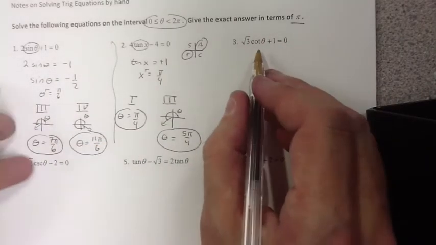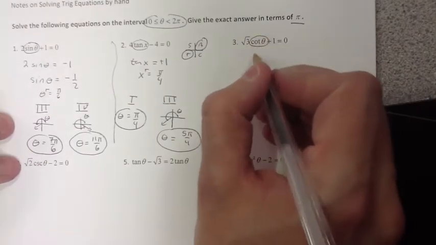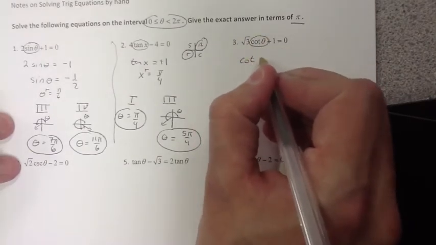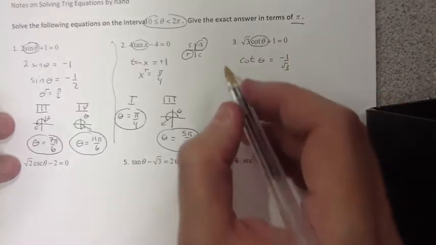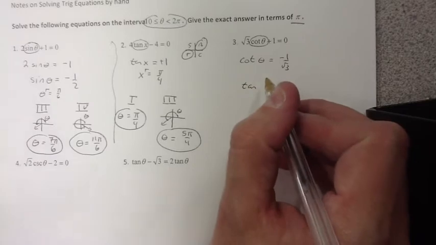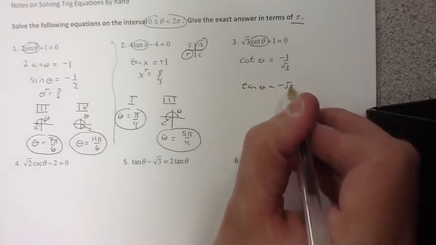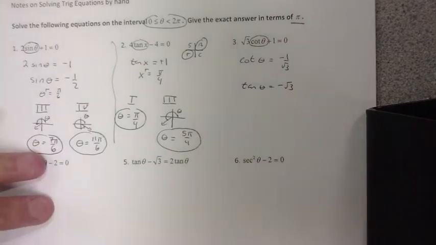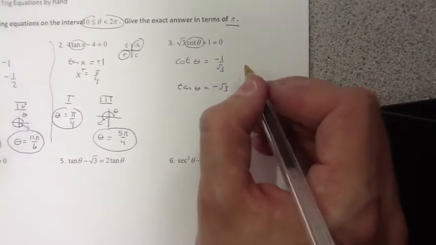Solving for the next one, number 3, cotangent. Be careful with cotangent. I have to isolate it, so we get the cotangent of theta equals negative 1 over square root of 3. Now, I'm not too sure about cotangent, but if I flip it, I get the tangent of theta equals negative square root of 3. Now, tangent's a little bit tougher to do, so sometimes I go off to the side here, and I do this.